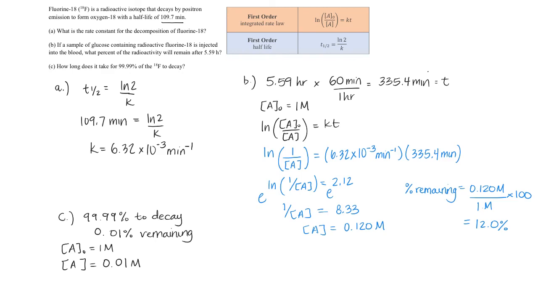Let's use those concentration values in our integrated rate law. So we have the natural log of 1 over 0.01 equals k, found in part A, 6.32 times 10 to the minus 3 inverse minutes, times t. And this time we're solving for time. Solving this equation for t gives us 729 minutes. So after 729 minutes, only 0.01% of the radioactivity would remain.